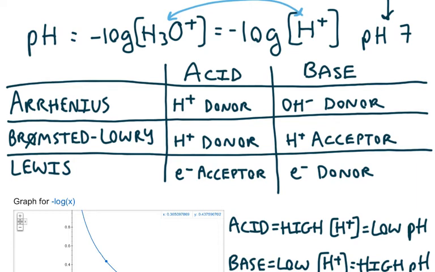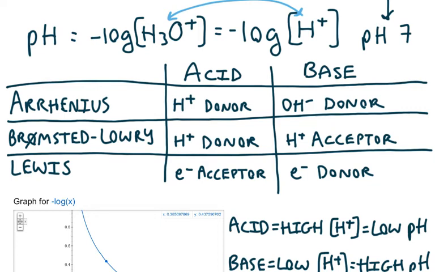Anyways, then Bronsted and Lowry came along and they said, well, actually, an acid is an H+ donor and a base is not always an OH- donor. It is more an H+ acceptor. And then Lewis came along and modified the definition even more by saying that an acid is an electron acceptor, whereas a base is an electron donor. An electron is signified by e-.